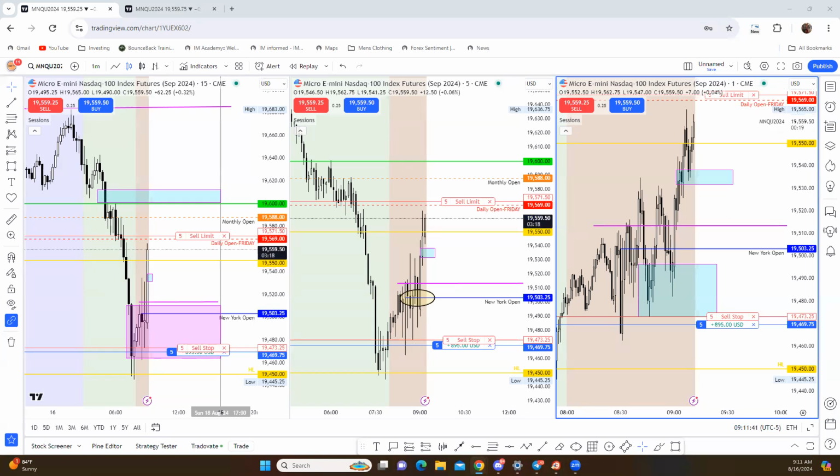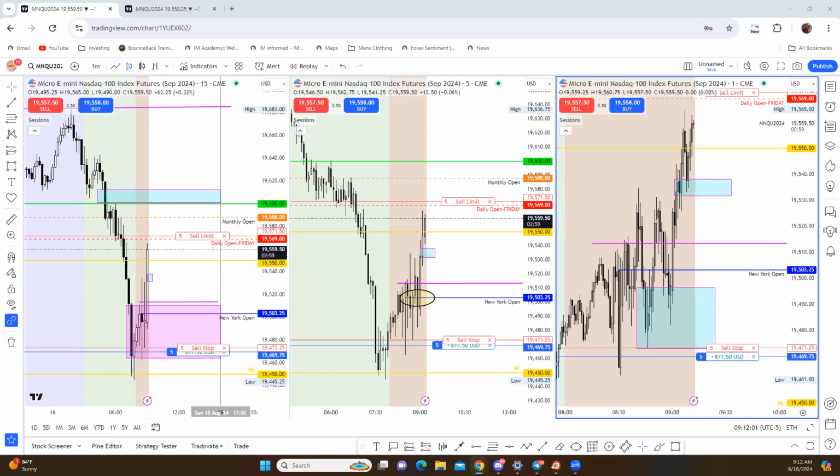Okay, really nice push up here. So can't complain about that. And then we're getting closer to take profit, I think, guys. Then we're going to get this one hit. ES still looking pretty good.